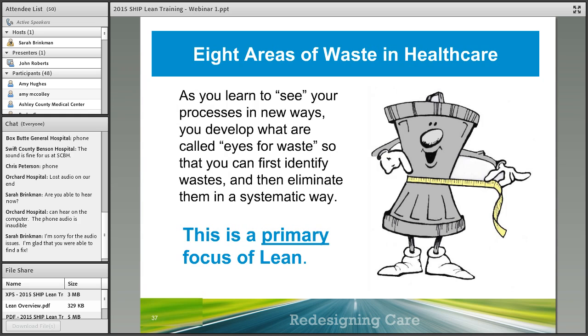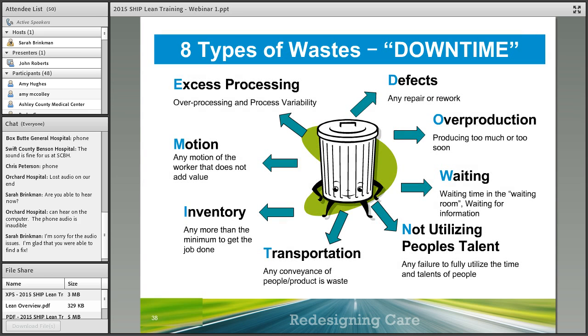Again, learning to look at your organization in a new way and looking at ways to identify and eliminate waste is one of the primary focuses of lean. And it's really looking at putting together a systematic way of eliminating and reducing that waste and being able to, again, see it for what it is.